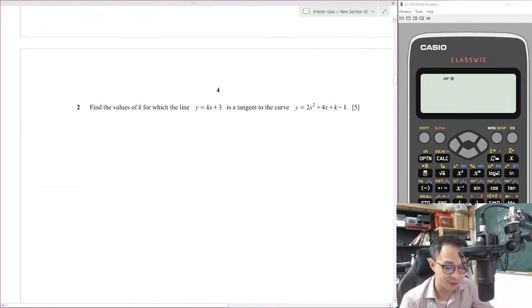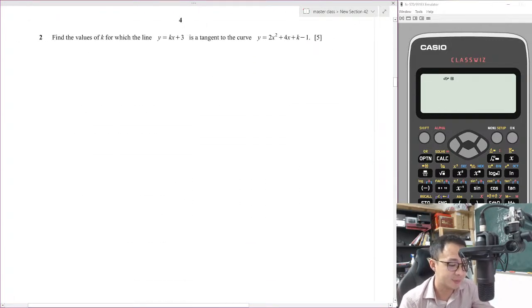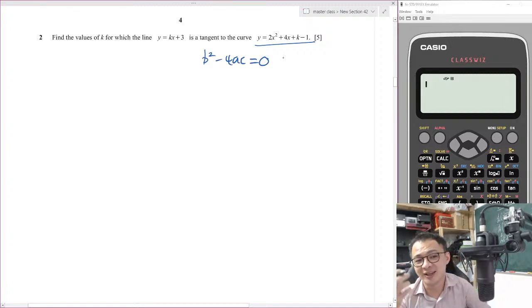Alright, for question number 2 now. They ask you to find a value of k for which the line y equals kx plus 3 is a tangent to the curve. When a straight line is a tangent to the curve, and this curve is a quadratic, you know this is b squared minus 4ac equals 0. Because equal to 0 means they only touch at one point, which is tangent.